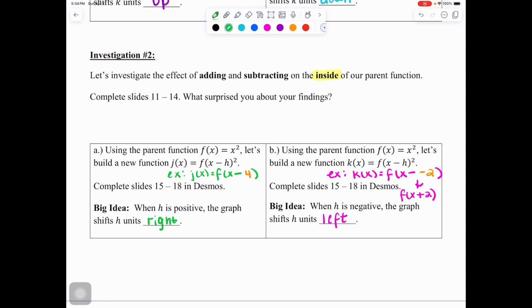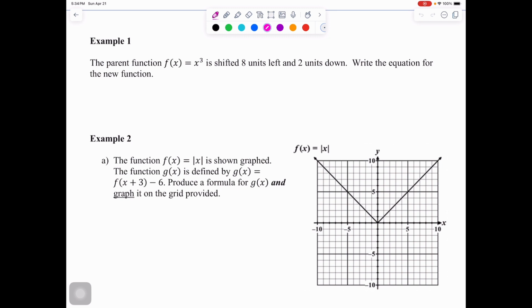So let's go on together and look at some examples of what we saw in the investigation in action with different types of questions asking us to do different types of things. In example 1, it says the parent function f of x equals x to the third power, x cubed. That is going to be our parent function, is shifted 8 units left and 2 units down. Write the equation for the new function.